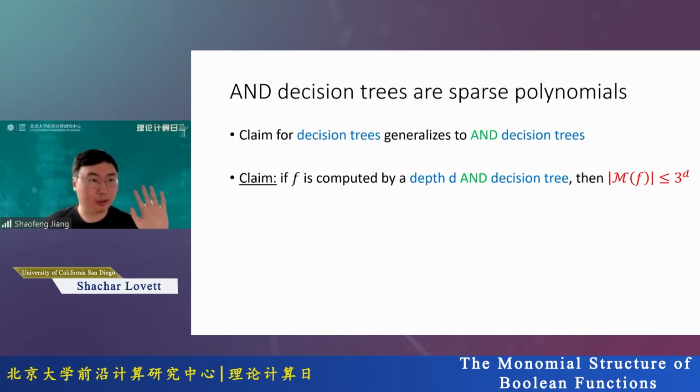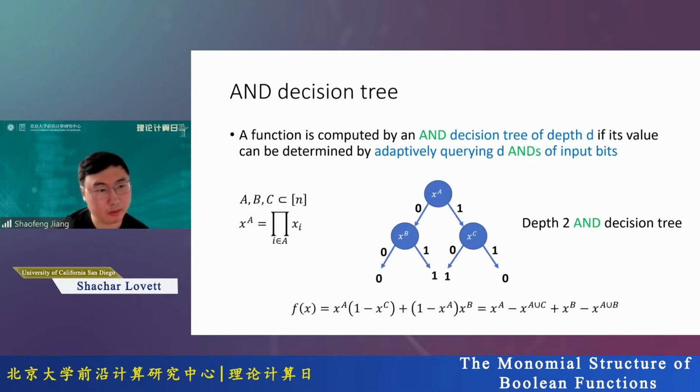Sorry for the interruption. Yeah, so for the last slide, you mentioned the adaptive querying of d ANDs of input bits. So how does this correspond to the example? Is that the cardinality of A or something like that?